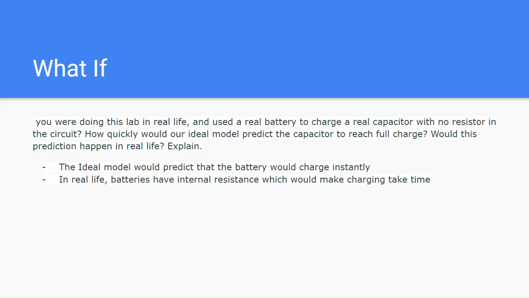All right, so if you were doing this lab in real life and used a real battery to charge a capacitor with no resistor, how quickly would it charge? If it was an idealized battery with no resistance, instantly. If there's no resistance, the charge would go through there instantaneously, basically. But in real life, batteries do have resistance, so this charging will take time, and that resistance will determine how much time it takes.